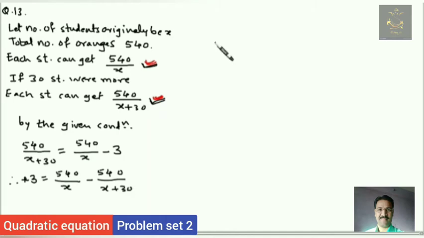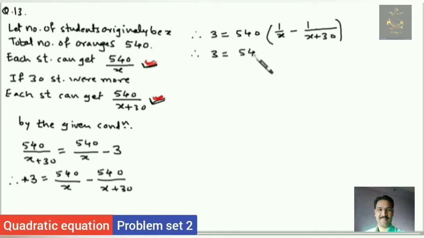Now just very carefully we have to observe here. This side is 3. Now I'll take 540 common. Here it is 1 upon x minus 1 upon x plus 30. Now just try to simplify this one. 3 is equal to 540. Now go with cross multiplication: x plus 30 minus x upon the multiplication of these.